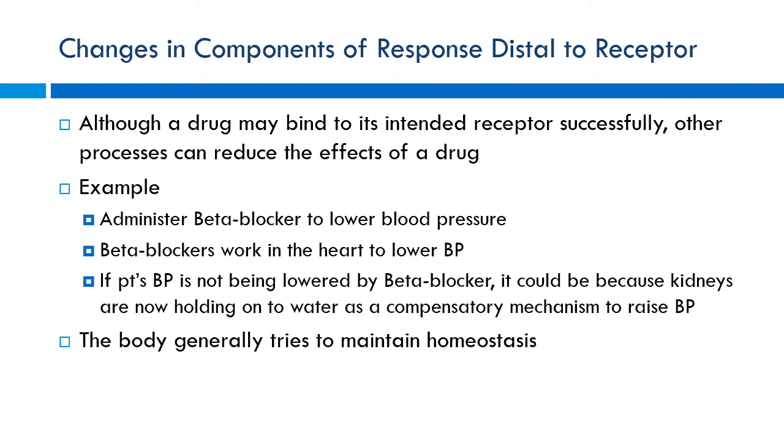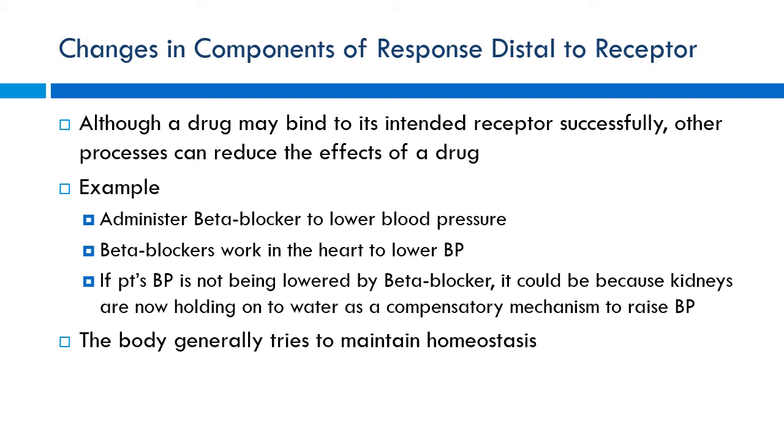However, what you're going to find is that the body likes to compensate for these things. The body likes to maintain homeostasis. So if I give a beta blocker and it drops blood pressure, you're going to find that the kidneys are going to detect that, and they'll have some compensatory response where they upregulate things like angiotensin II. They'll cause vasoconstriction to bring that blood pressure back up.